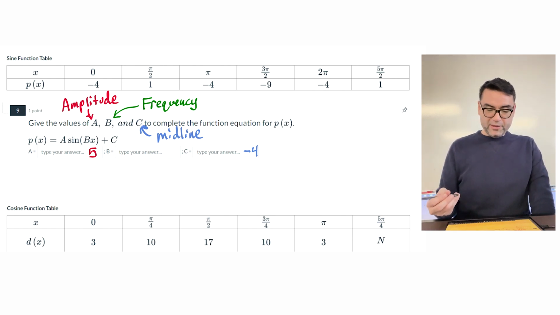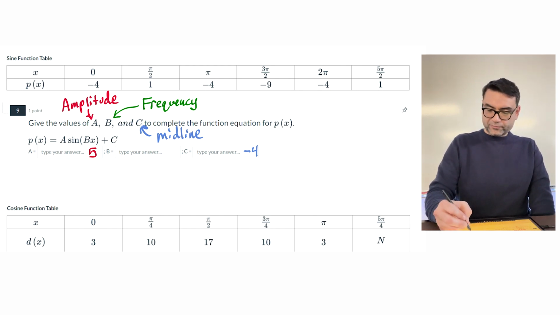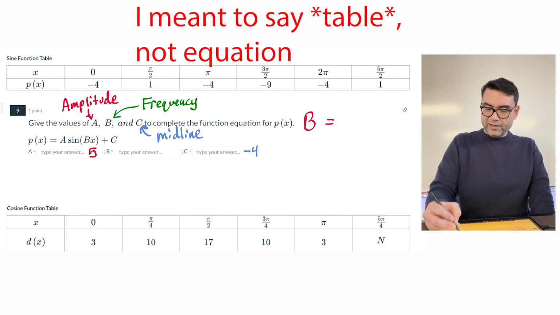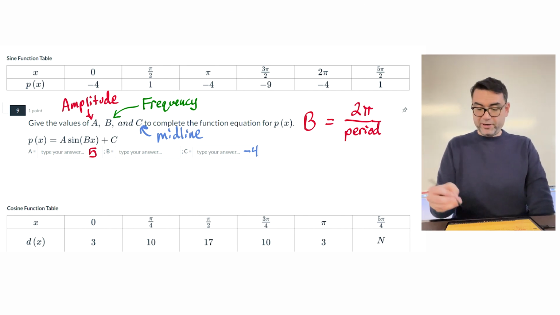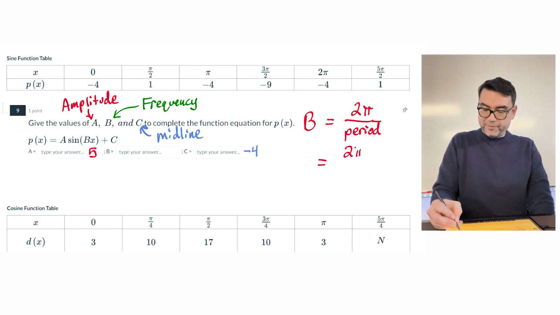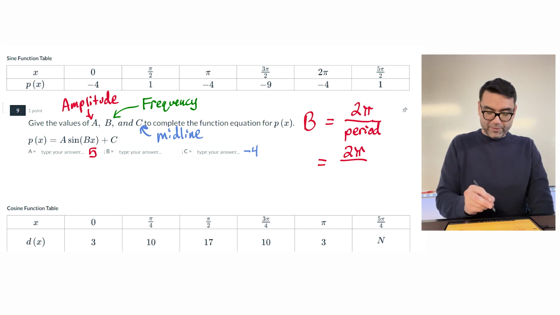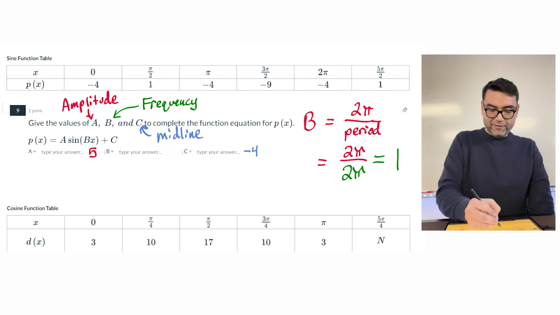And then B, the frequency. Now the only problem with frequency is it doesn't appear in the equation, this B value. So to find B, it's similar to the period equation, but now you're dividing by the period. So to find your B value, you just take 2 pi divided by your period, and we found that the period was 2 pi. Anything divided by itself is 1, so that's my B value.